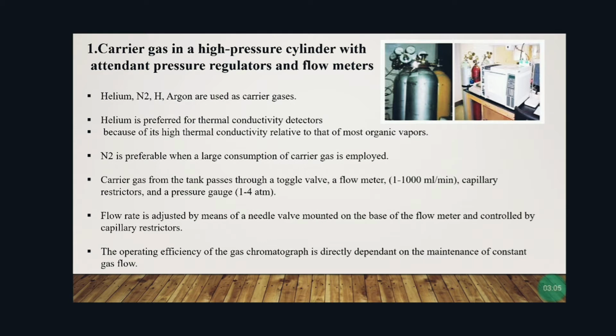Carrier gas from the tank passes through a toggle valve, a flow meter which is 1 to 1000 ml per minute, capillary restrictors and a pressure gauge that is 1 to 4 atmosphere. Flow rate is adjusted by means of a needle valve mounted on the base of the flow meter and controlled by capillary restrictors. The operating efficiency of the gas chromatograph is directly dependent on the maintenance of constant gas flow.